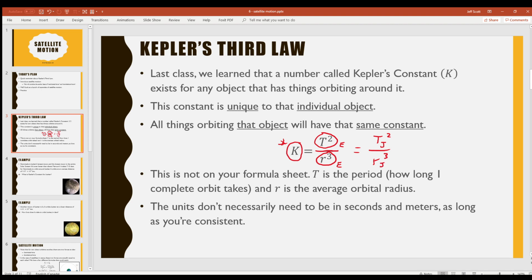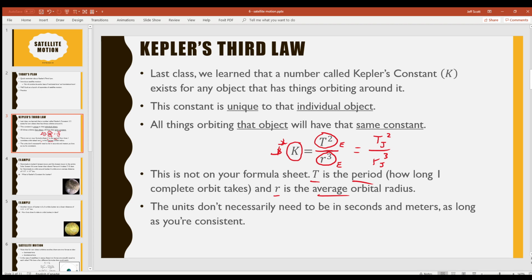So for any objects orbiting around the same central focus, for instance any of the planets orbiting around the sun, if you took their orbital period squared and divided it by their orbital radius cubed, it's going to equal the same number. And that number we refer to as the Kepler's constant for that focus. This formula is not on your formula sheet. Just remember T is the period, or in other words, how long one complete orbit takes, and R is the average orbital radius.